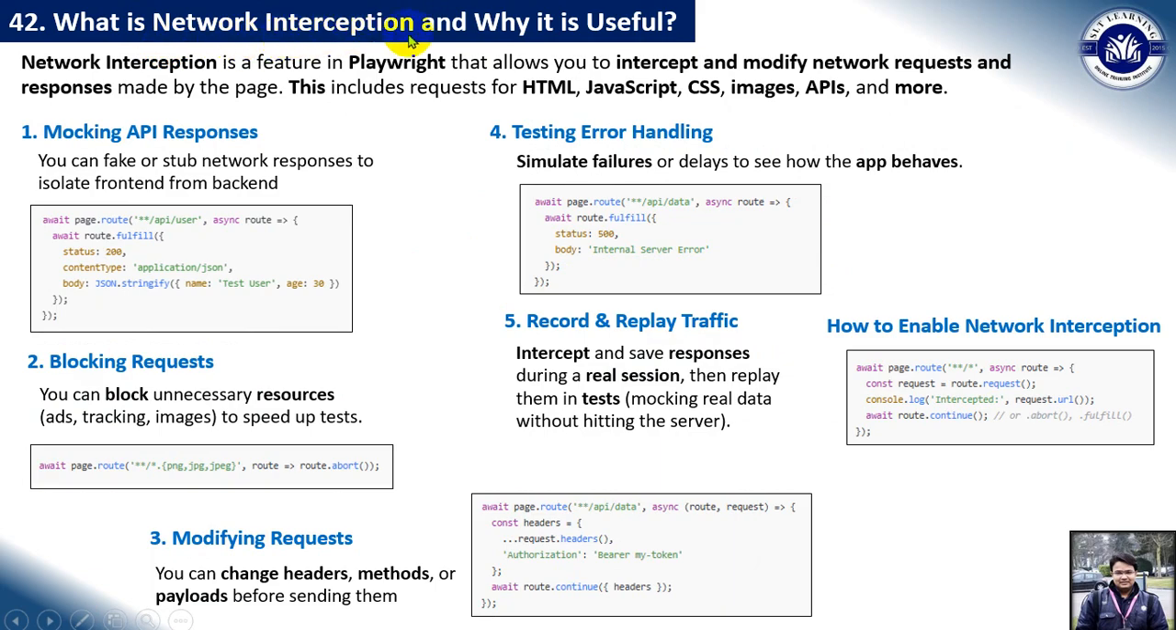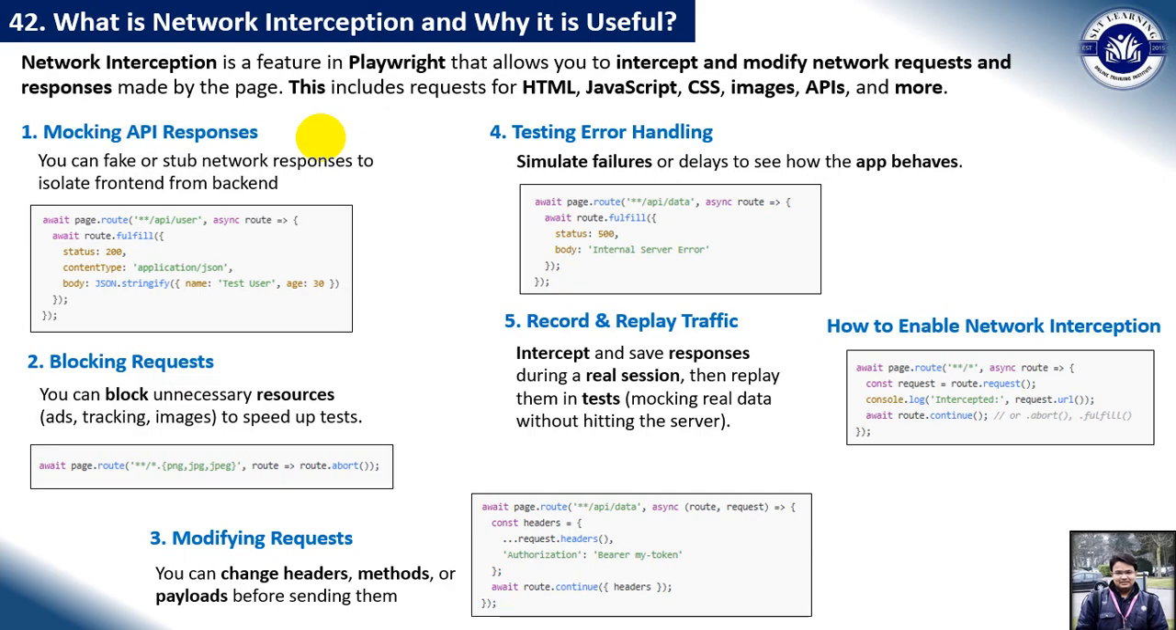What is network interception and why is it useful? Network interception is a feature in Playwright that allows you to interact with and modify network requests. Whatever request you are sending from your machine to the server, if you want to do some modification before further processing, you can use this concept of network interception in Playwright. This includes requests for HTML, JavaScript, CSS, images, API, and so on. All that information you can retry, modify, and update before processing further.